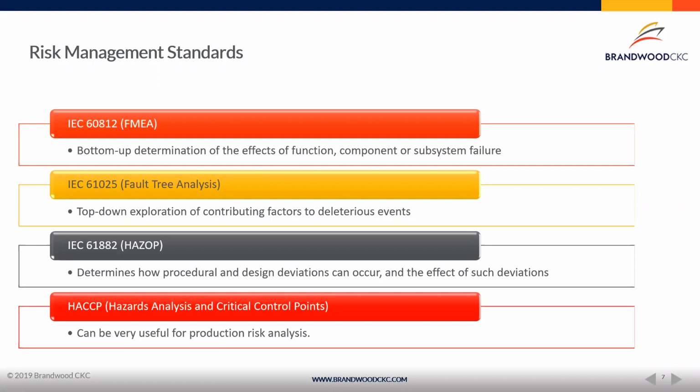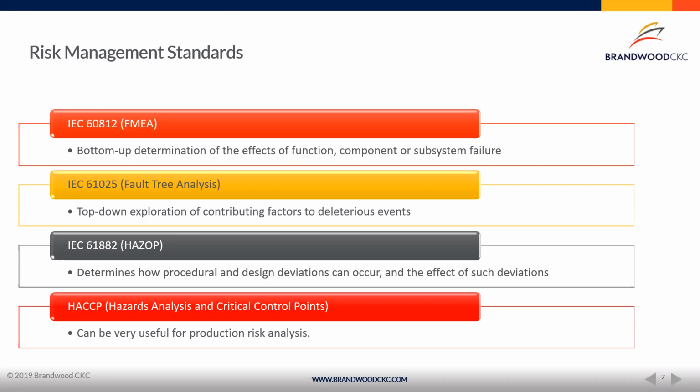The opposite of that, the top-down exploration, is the fault tree analysis, and that's IEC 61025. That one really looks at the contributing factors that lead to events that create risk. We also have IEC 61882 with the HAZOP. Effectively, that's how your procedural and design issues, deviations, how changing from the path that you have set forward may happen, and what happens when that does. What risks are created when that does happen.